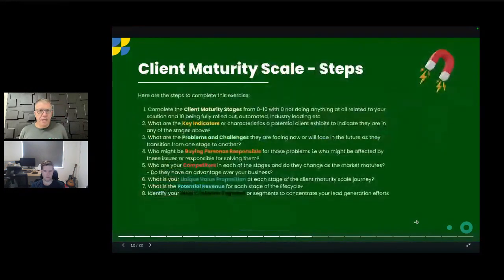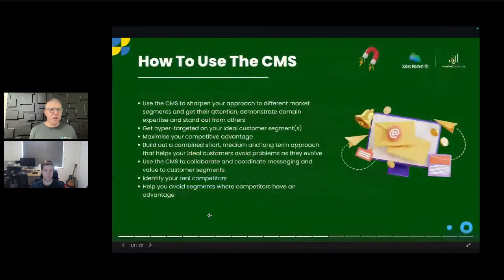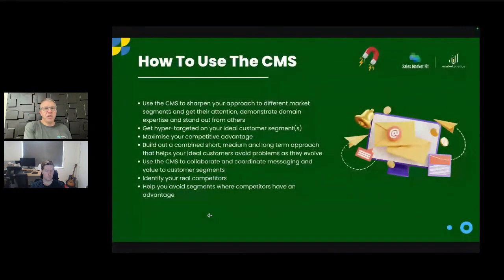Yep. Okay. So what we have here is the steps. We won't go through this now. I will actually send this out, but this is the steps to complete the maturity scale. So how you want to use it once you complete it is you want to use the client maturity scale to sharpen your approach to different market segments, to get their attention, and more importantly, to demonstrate domain expertise.